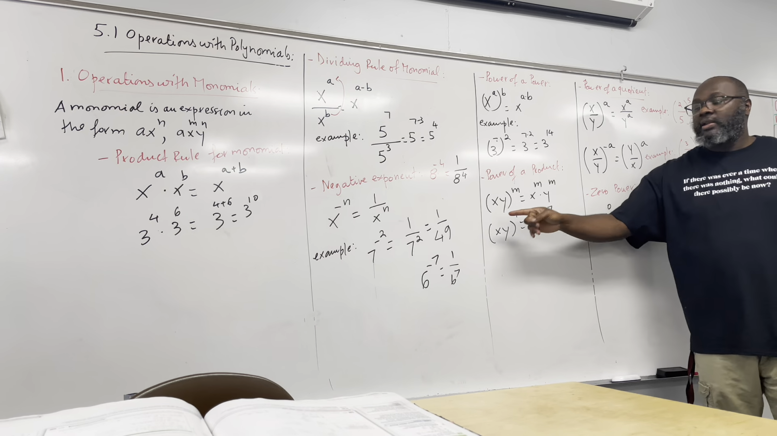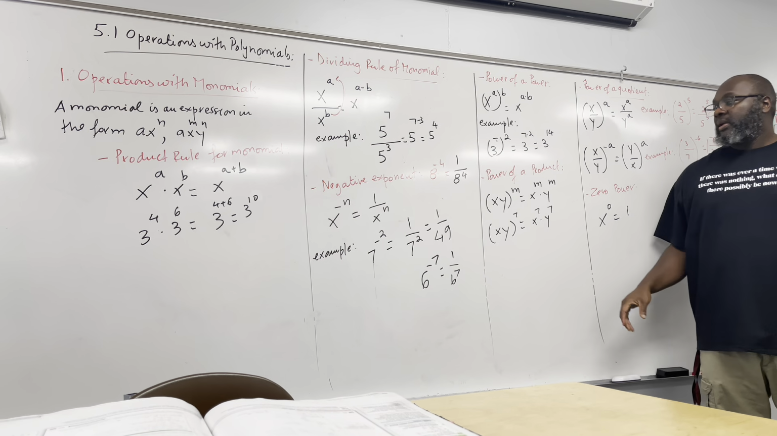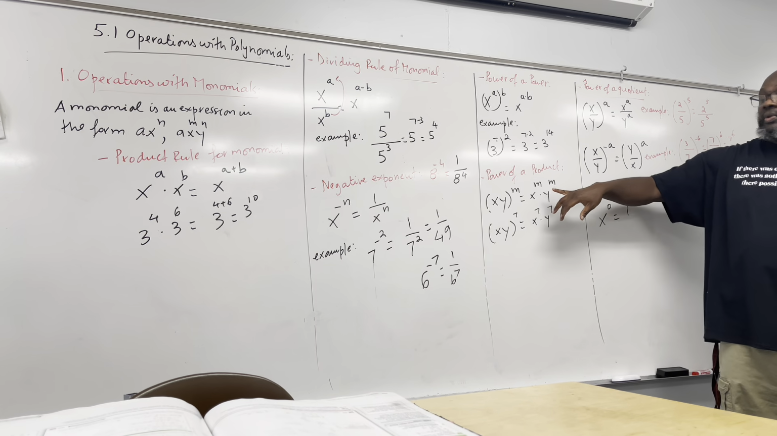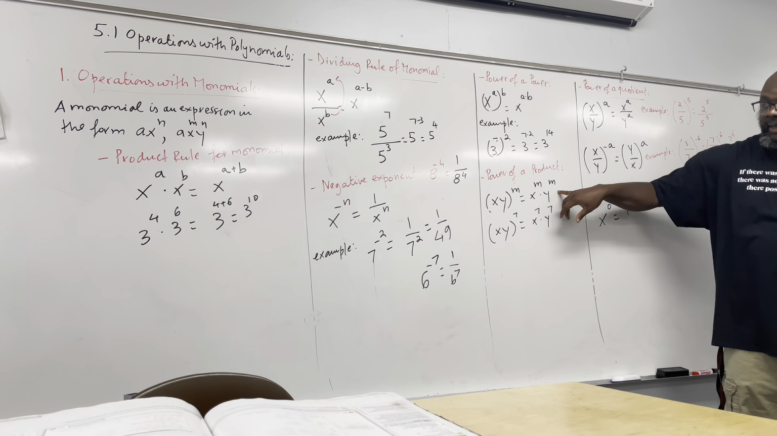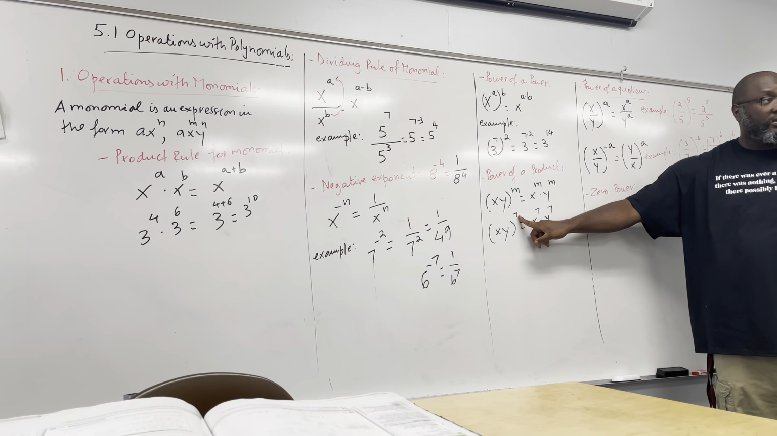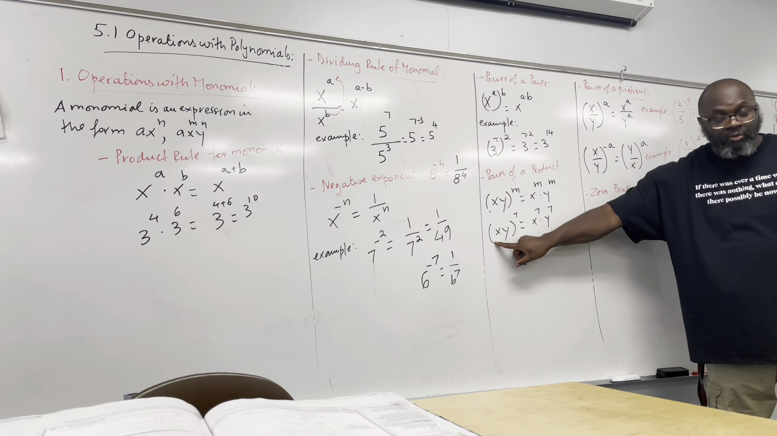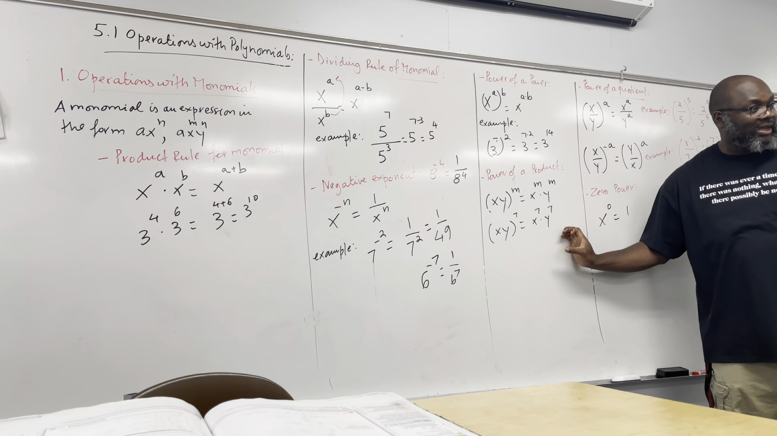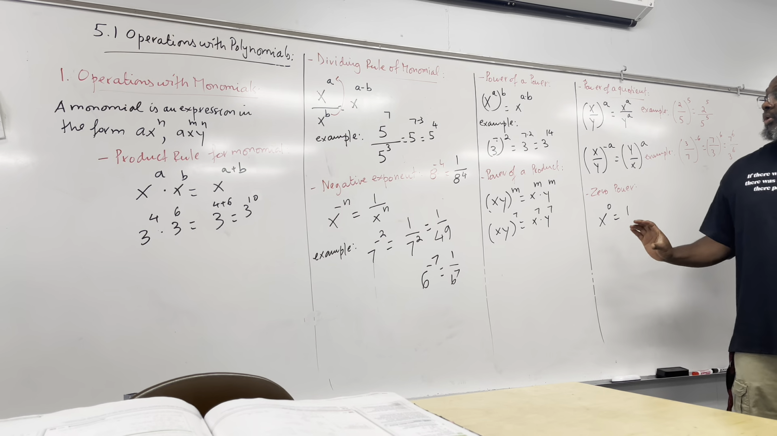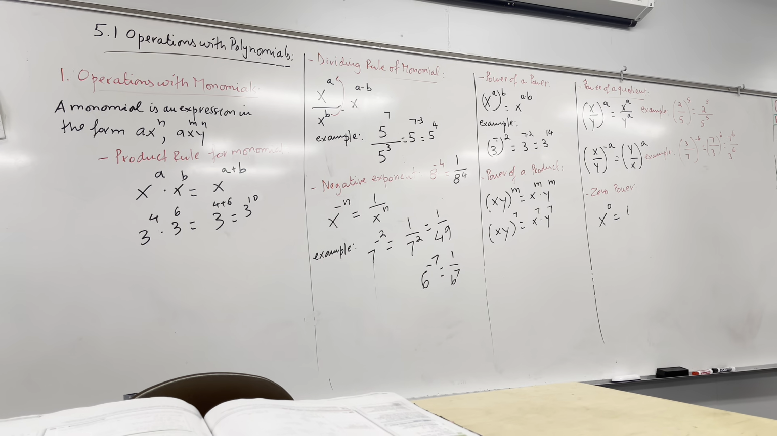Now, the next one is called the power of a product, right? xy raised to the power of m is equal to x to the m times y to the m. Example, if I have xy raised to the 7, each expression here is going to be raised to the power of 7. It will be x to the 7 times y to the 7. So this is called the power of a product.